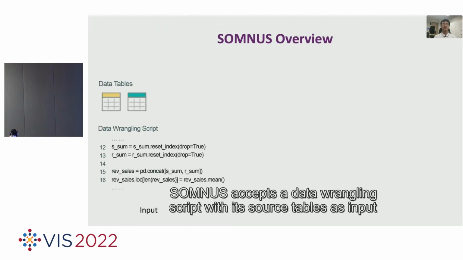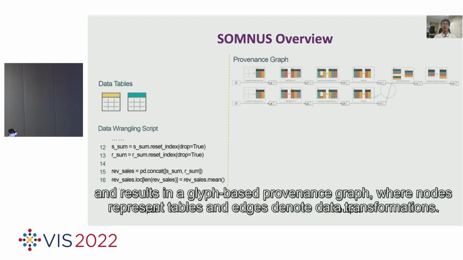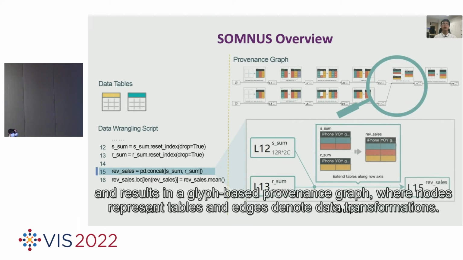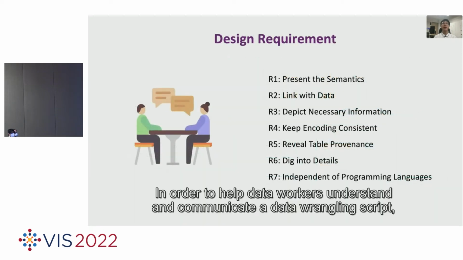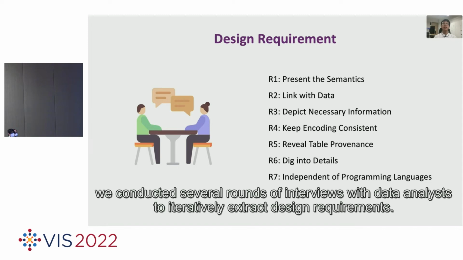SOMAS accepts a data wrangling script with its source tables as input and results in a glyph-based provenance graph, where nodes represent tables and edges denote data transformations. In order to help data workers understand and communicate a data wrangling script, we conducted several rounds of interviews with data analysts to iteratively extract design requirements.